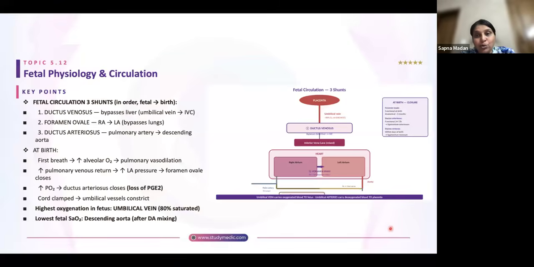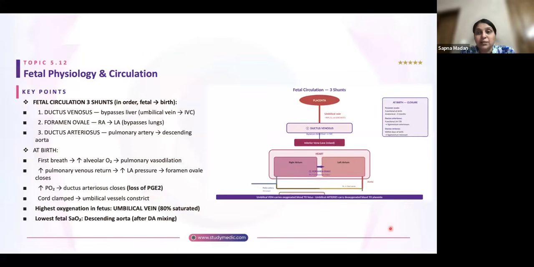So alveolar O2 concentration will increase, causing pulmonary vasodilatation. Pulmonary venous return will increase. This will increase the blood flow in the left atrium. So if the left atrium pressure is more, the foramen ovale will also close. So with the first breath, the functional closure of the foramen ovale is going to happen.